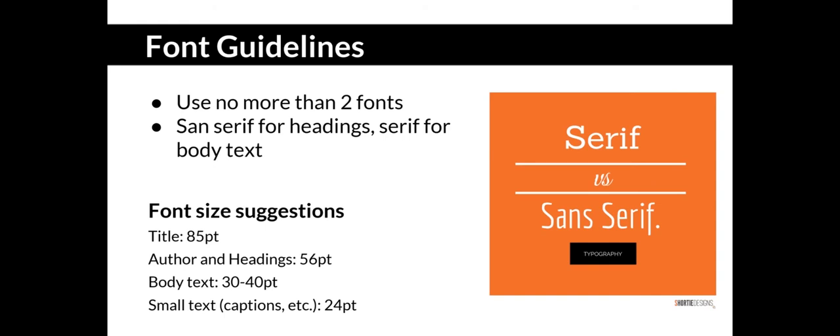For font guidelines, you want to make sure that you're not using more than 2 fonts. It's a good idea to use a sans serif for your headings and a serif for the body text. Font size suggestions. For your title, try to be around 85 point. Your author and headings shouldn't exceed 56 point. The body of your text should be 30 to 40 point, and your small text for captions and citations should be about 24 point.